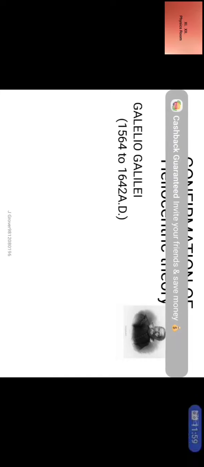Now, confirmation of heliocentric theory by Galileo Galilei. His time period was 1564 to 1642 AD. He stated on the basis of simple experiments on an inclined plane that natural tendency of bodies can also be to remain in motion, and confirmed the existence of heliocentric theory.